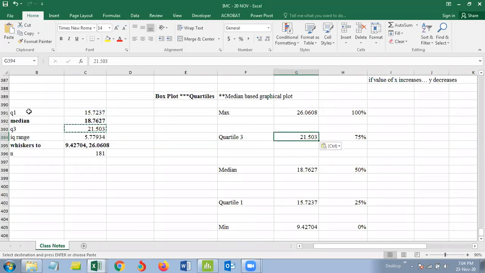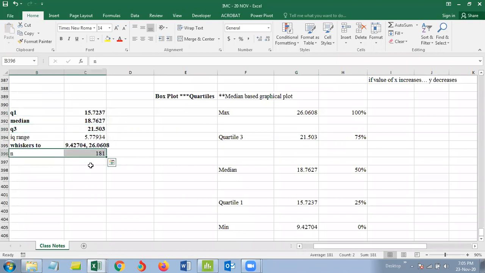This is the value. So we got the quartile 1, we got this value. N is equal to total number of samples. So we have 181 samples in your sheet. That's what it means. The only thing which is left out is IQR.